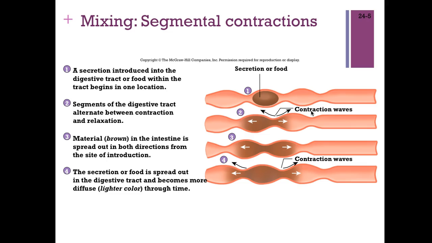And so this is the other larger movement that we're going to see. This is called segmental contraction. We have a secretion introduced into our digestive tract, and what it does is it causes these contractive waves that will shift the food within the tract, and this will also help to mix the contents up as we have these wave-like contractions taking place. So instead of the food just being clumped together with mucus, it's going to spread it apart and mix it a bit more.